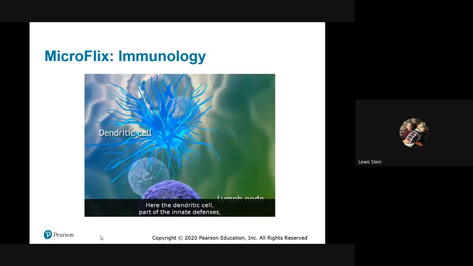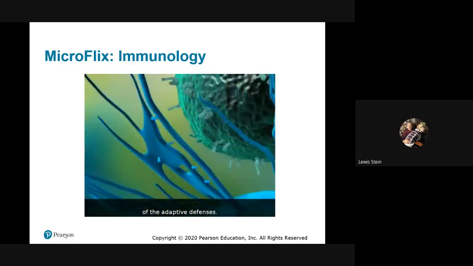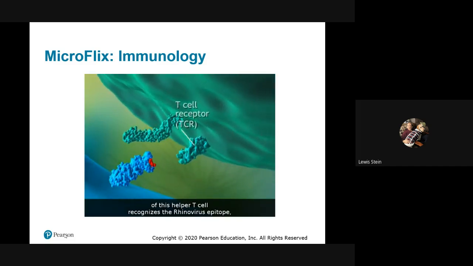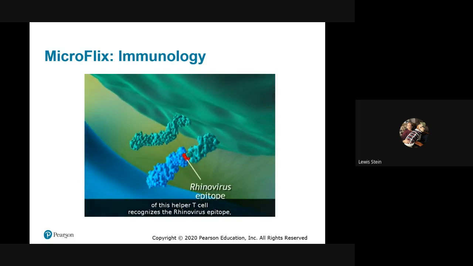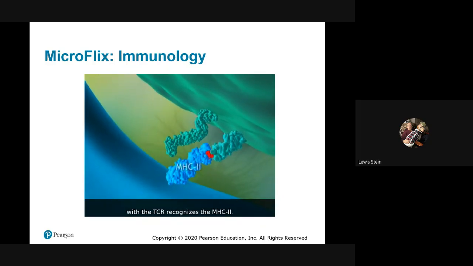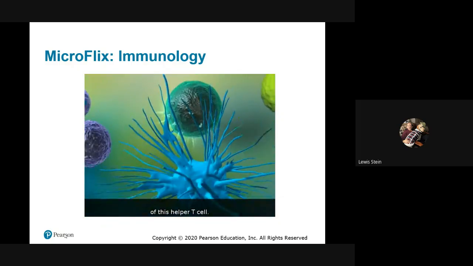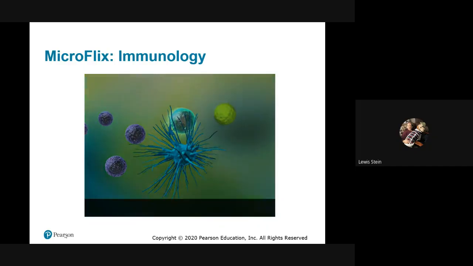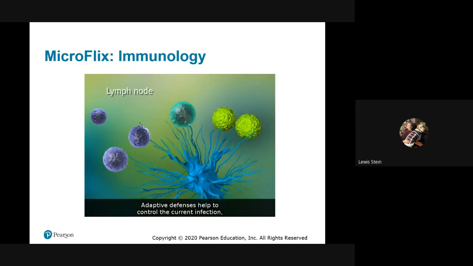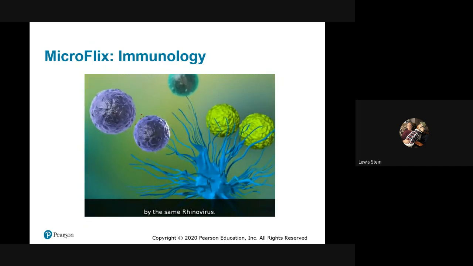Here, the dendritic cell, part of the innate defenses, encounters a helper T cell, which is part of the adaptive defenses. The T cell receptor, or TCR, of this helper T cell recognizes the rhinovirus epitope, while the CD4 glycoprotein associated with the TCR recognizes the MHC2. The dendritic cell then stimulates activation of this helper T cell. Adaptive defenses help to control the current infection, but also provide immunity against future infections by the same rhinovirus.